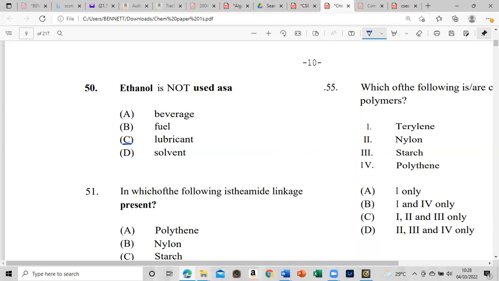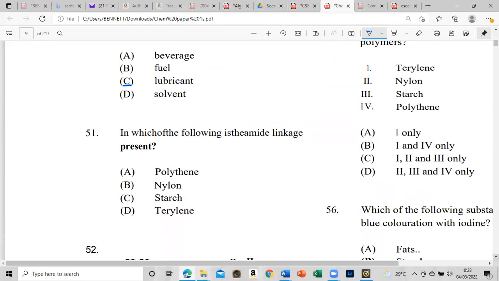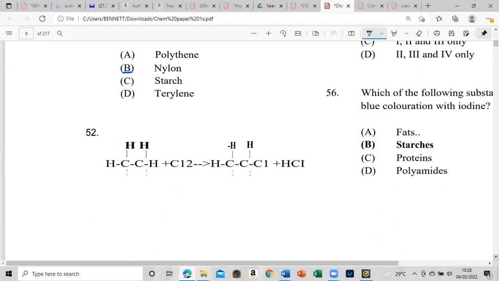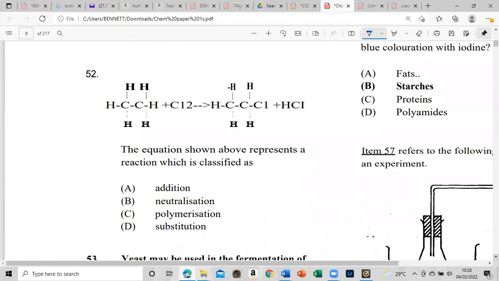In which of the following is amide linkage present? Is it polythene, nylon, starch, or terylene? And that would be nylon. Remember, guys, you want to go through this as fast as possible. 52, the equation above represents a reaction which is classified as addition, neutralization, polymerization, or substitution? And that would be substitution. So that would be D.